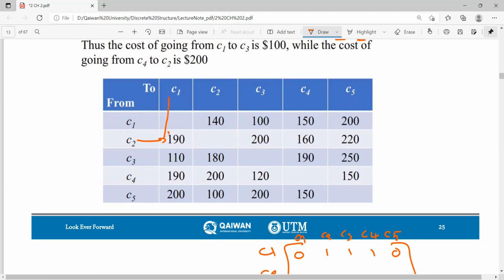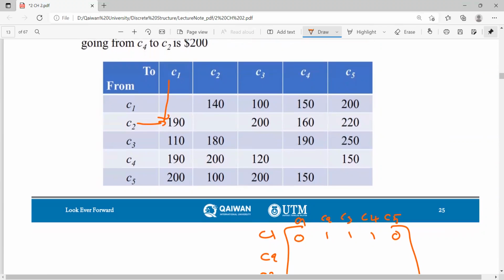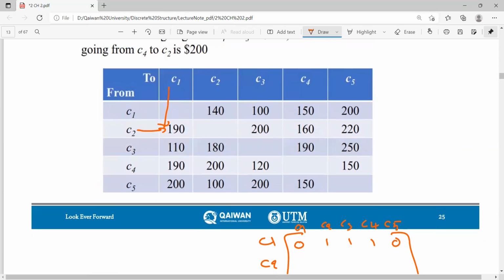C2 and C1. Is that less than or equal to 180? No. So you just put 0 for this one. This is C2 and C1. Then C2, C2, it's undefined. So you just put 0. C2, C3.